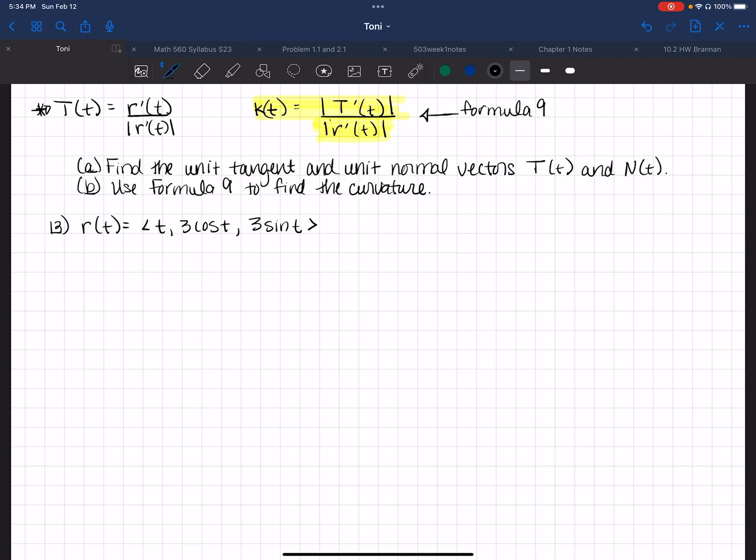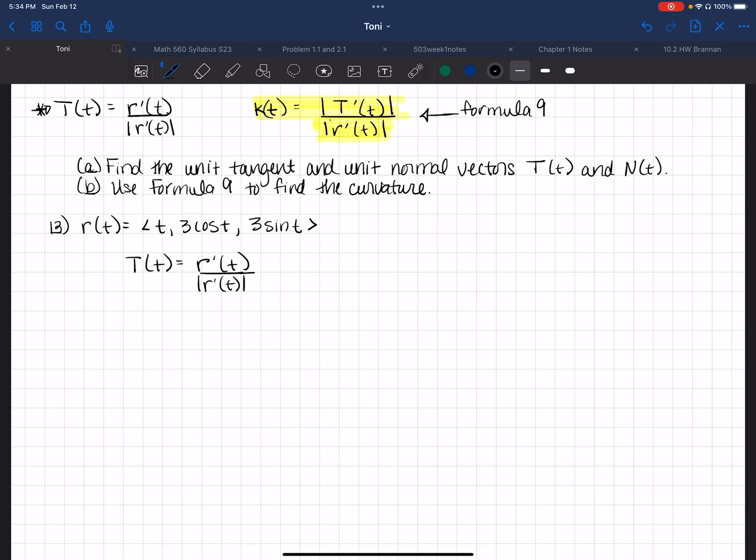Now, I'm not going to find N of t on A since you didn't ask me to do A, but I do need to find T of t to start with. So I'm going to take T of t, and I know that T of t is R prime of t over the length of R prime of t. Okay, and more than likely what's giving you trouble is the length of R prime of t.